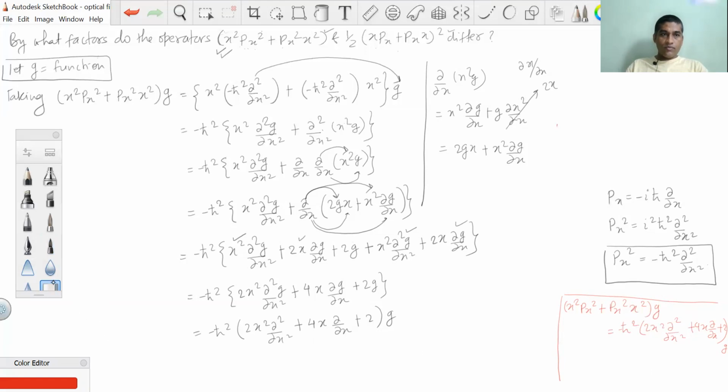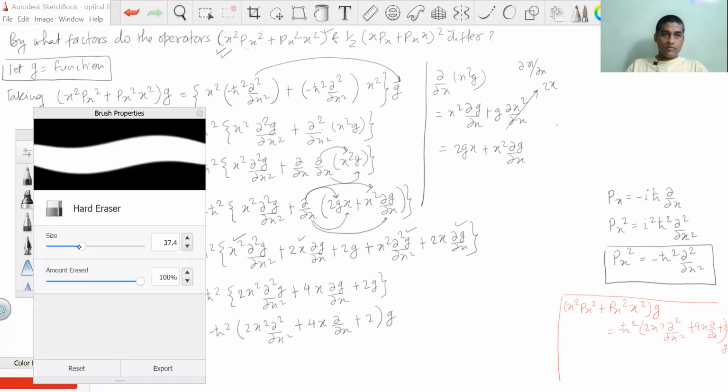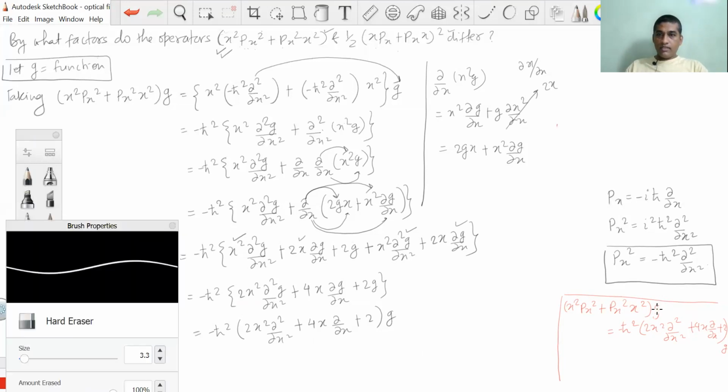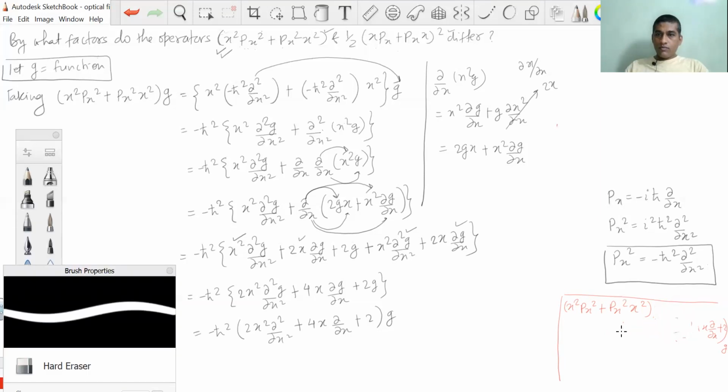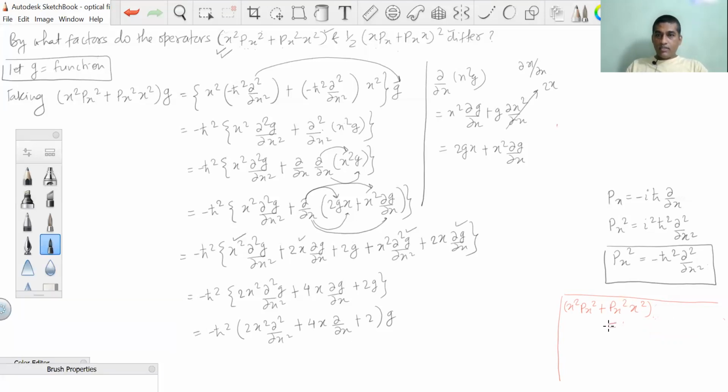Okay, let me erase this and rewrite again. So this operator can be written in this way: minus h bar square, 2x square del square by del x square plus 4x del by del x plus 2. So we can write this operator in this way also. So this is one result.